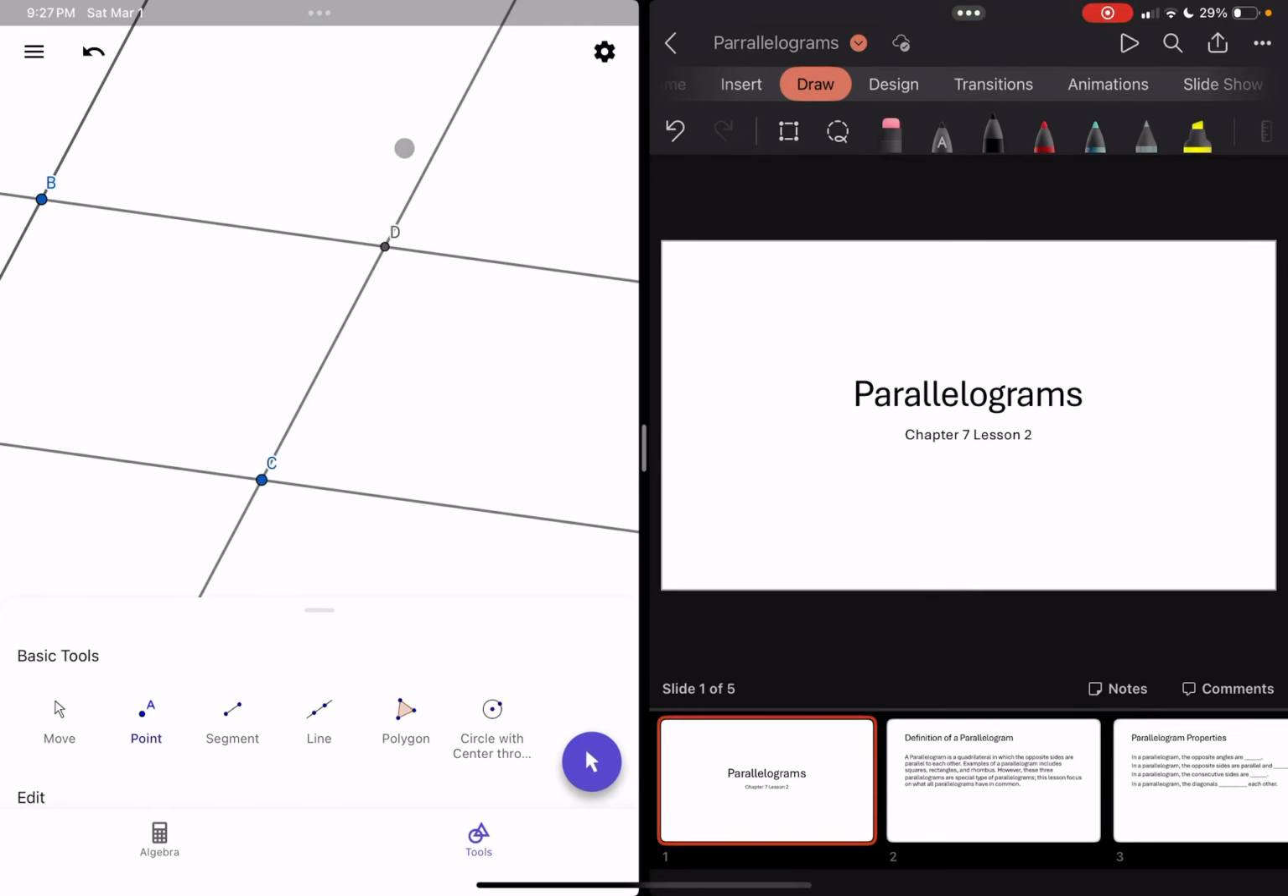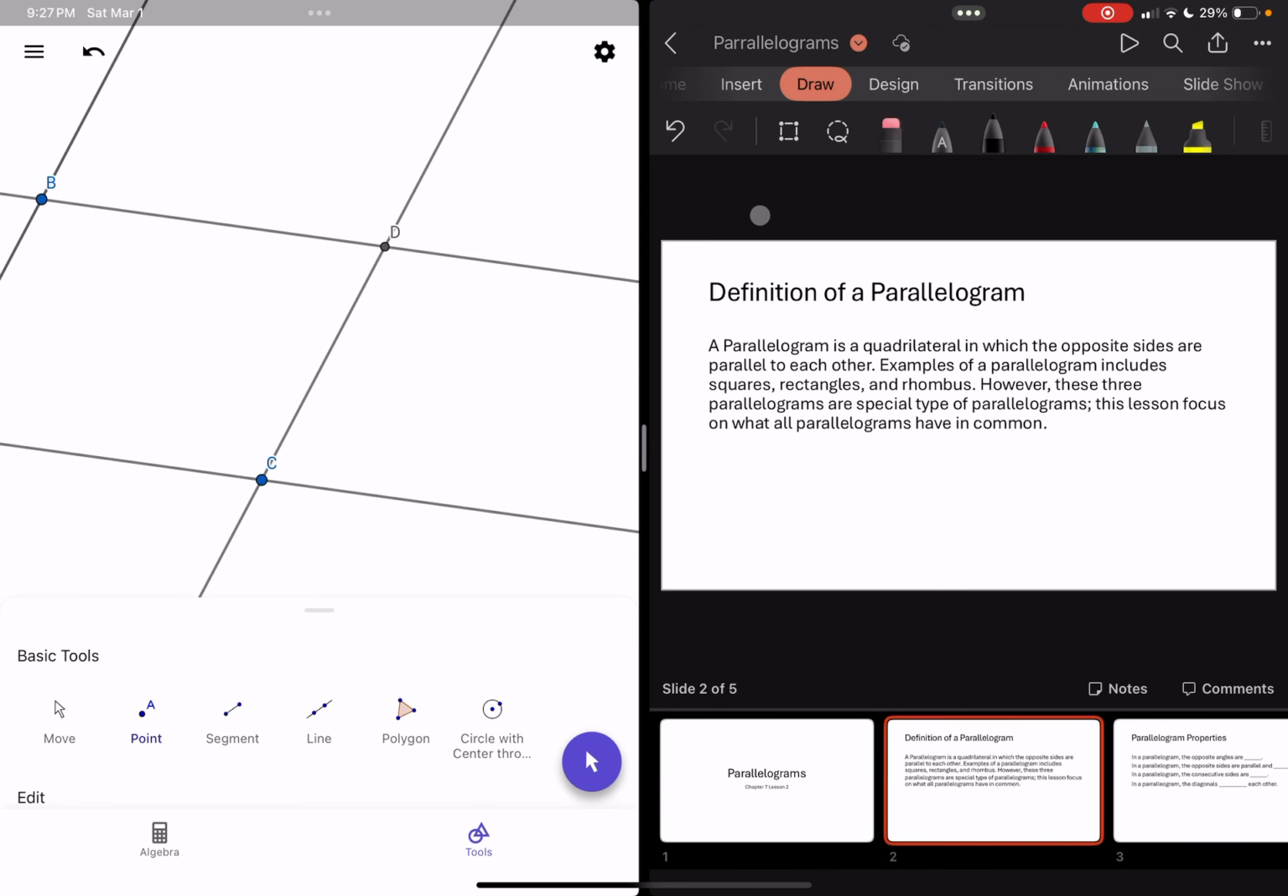Today we'll be focusing on parallelograms and their properties. So the first thing to know about parallelograms is, well, what is a parallelogram? A parallelogram is, in simplest terms, a quadrilateral in which the opposite sides are parallel to each other.